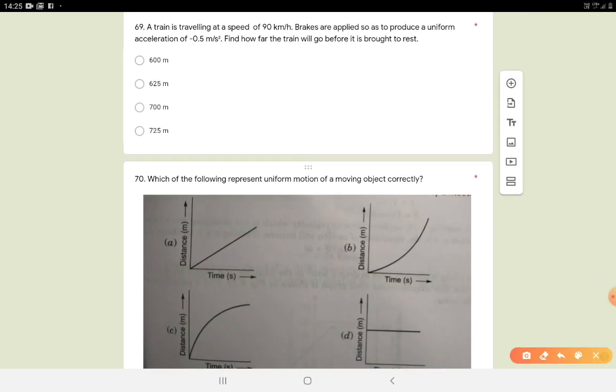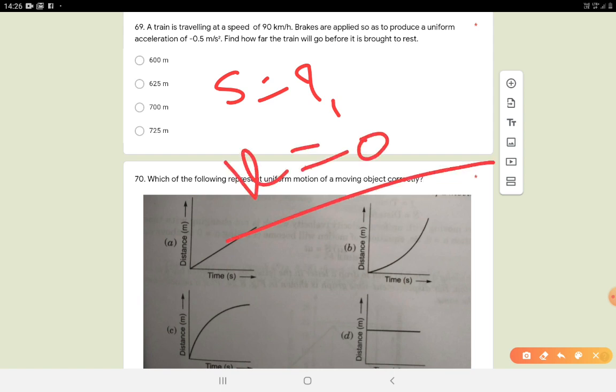Question number 69. You can see here, a train is traveling at a speed of this, and brakes are applied to produce a uniform acceleration. Find how far the train will go before it is brought to rest. We have to find the value of S in this question. After some time it comes to rest. It means that V is 0. Now we have been given the initial velocity, which is 90 kilometer per hour. We can convert it into meter per second by multiplying by 5 upon 18.